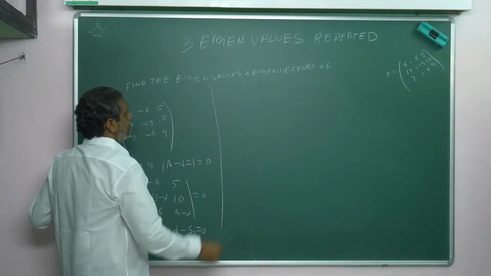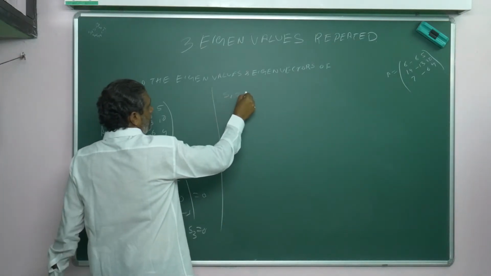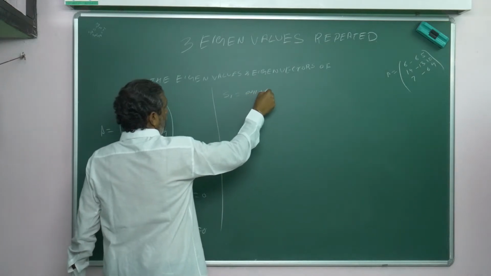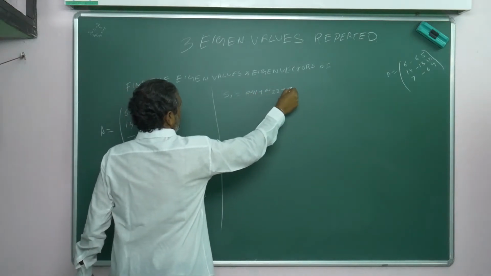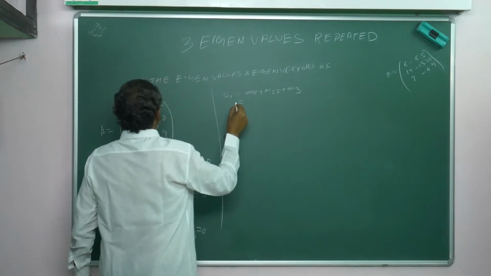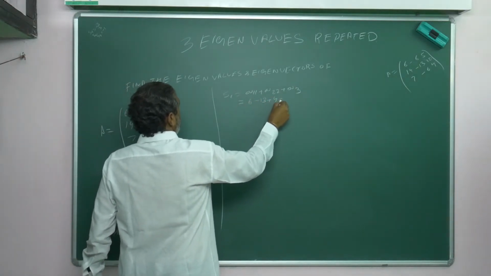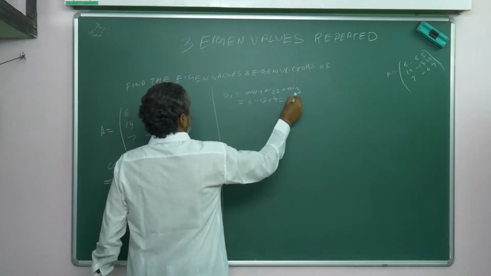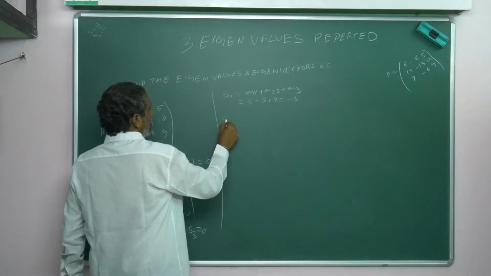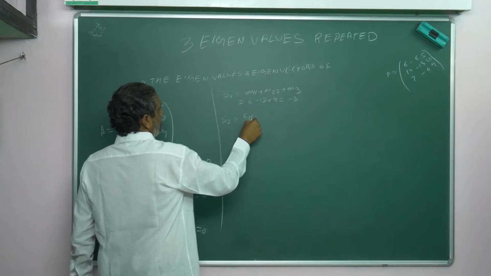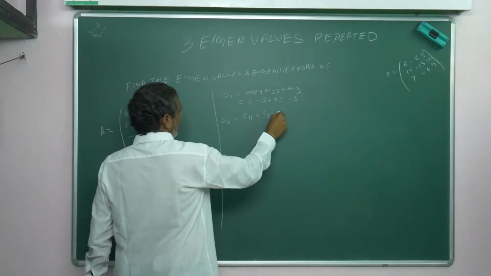Now who is s1? It is the sum of the diagonal elements, the trace. That is equal to 6 minus 13 plus 4, which is 10 minus 13, minus 3. S1 is minus 3. S2 is equal to what? The sum of the cofactors of the diagonal elements.